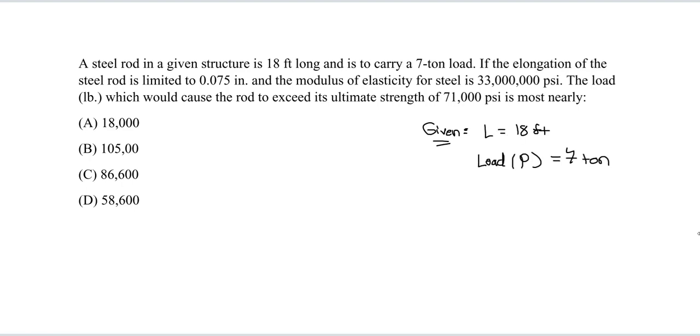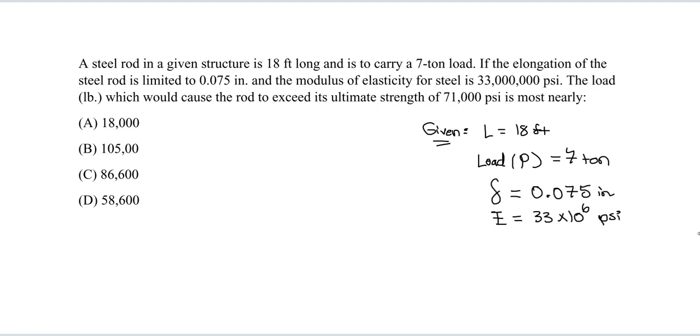And we know the elongation of the steel rod is limited. So this is our elongation. It's going to be 0.075 inches. And the modulus of elasticity is 33 million. So it's 33 times 10 to the 6. We have 6 zeros. And it's in psi. So automatically I notice psi is pounds per square inch.